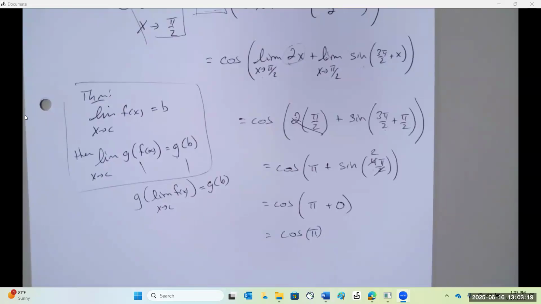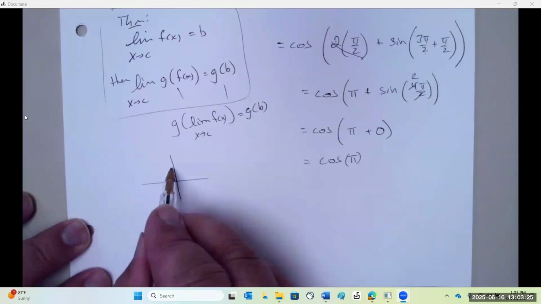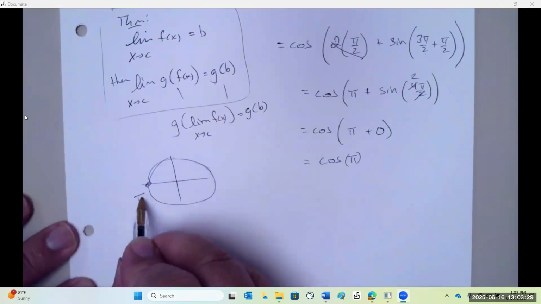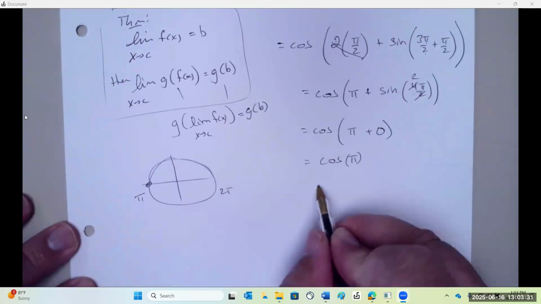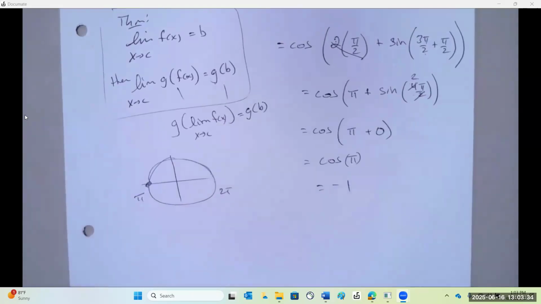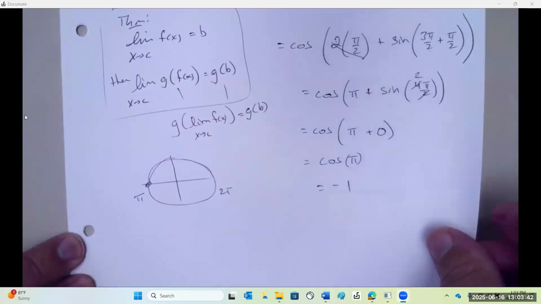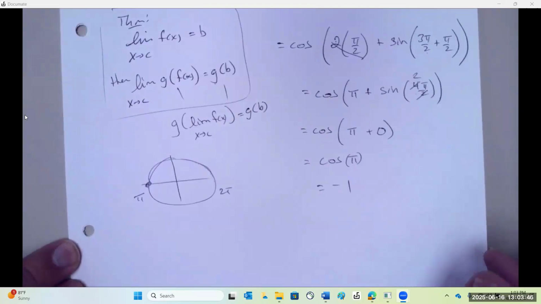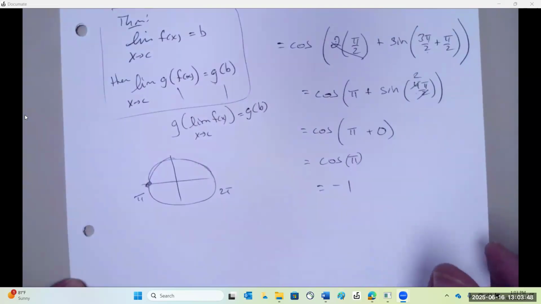Remember your trig numbers? Yeah. Pi is over here. This is pi, this is pi, and this is 2 pi. So the answer is -1. You're right, it's a 1, but it's a negative sign because it's on the left-hand side. So we'll do the same thing in the next one.